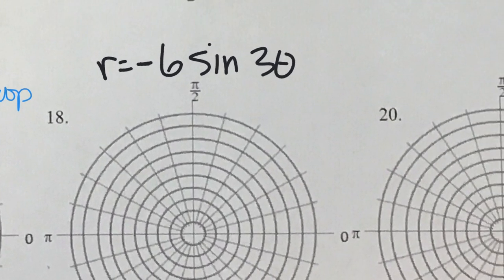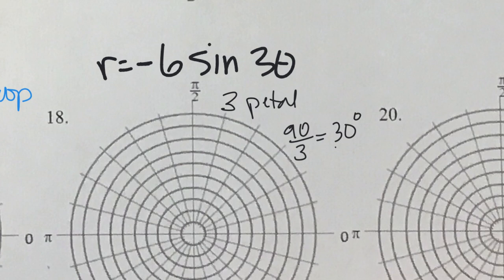Okay, 18, negative 6 sine of 3 theta. So this is a rose with 3 petals. So we have 90 divided by 3. Our first petal is at 30 degrees. But notice it's negative 6. So when we go up 30 degrees, our first point is not here in the first quadrant, but rather in the third quadrant. So we're going to come to negative 6 comma 30, which is over here.